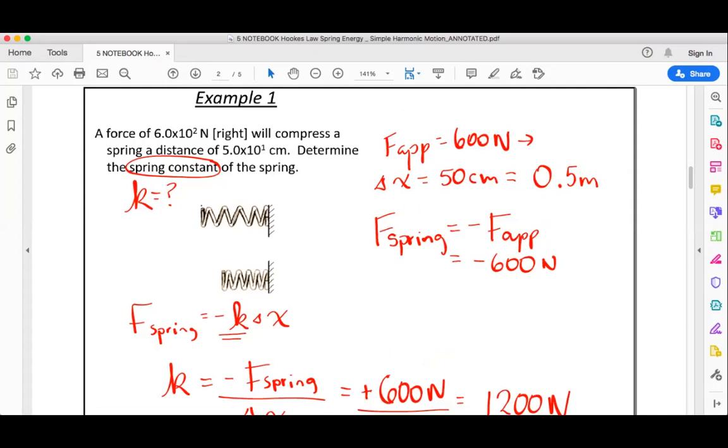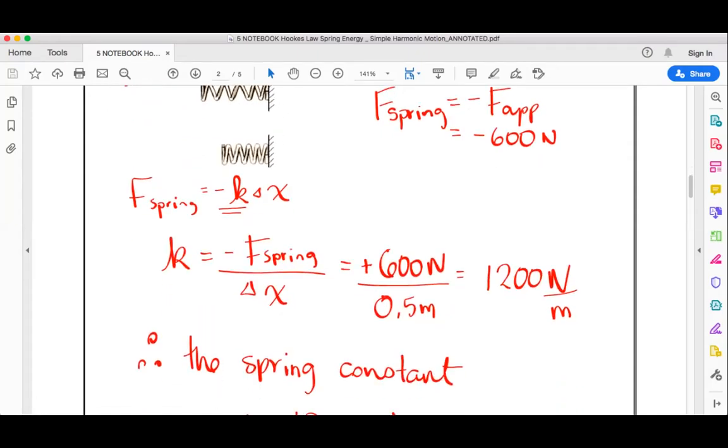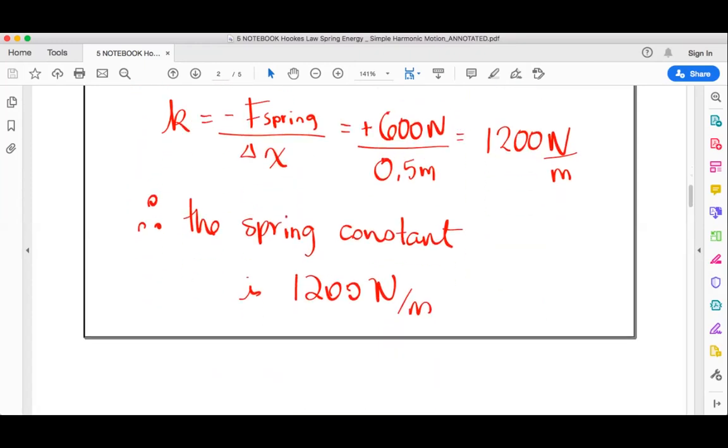There is an assumption that we're holding it there. So with the applied force, there's no net force on the end of the spring, and so the spring force is just the applied force, and we know that F spring equals kx. We can rearrange to solve for k, and we get the force divided by displacement gives us 1200 newtons per meter, and that gives us the spring constant to two significant figures.